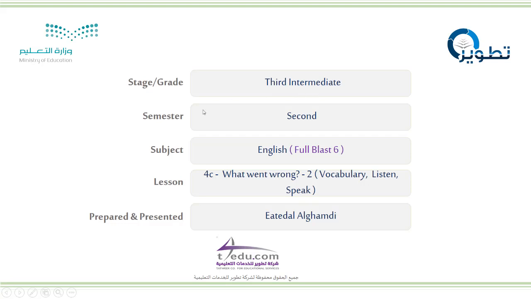This lesson is for the third intermediate, the second semester. The subject is English, Fall Blast 6. The lesson is for C, What Went Wrong. It's the second part of the lesson, Vocabulary, Listen, Speak.